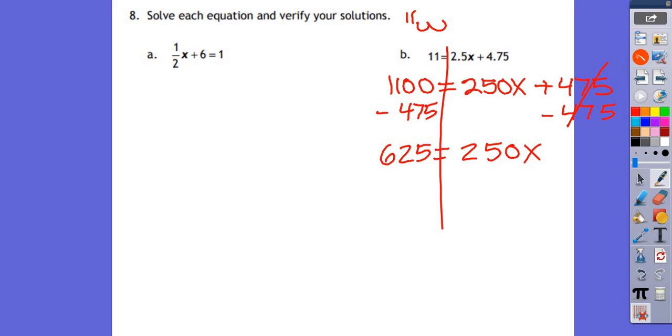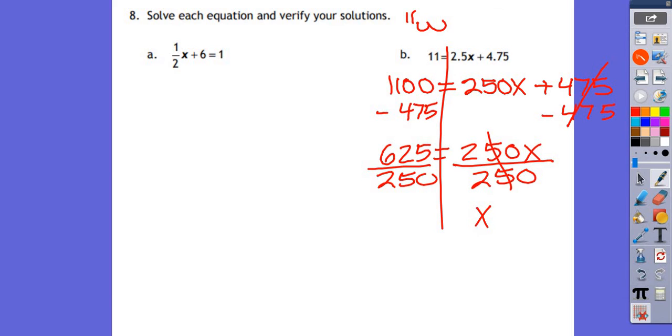X wants to be alone. So who's he kicking out? 250. How is he kicking 250 out? Make it a negative or subtract. What operation is going on? Multiplication. Opposite of multiplication is division. So I divide by 250.